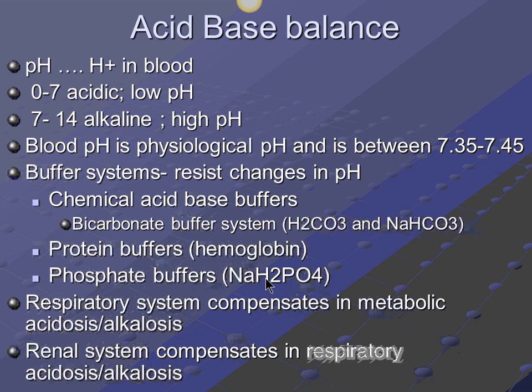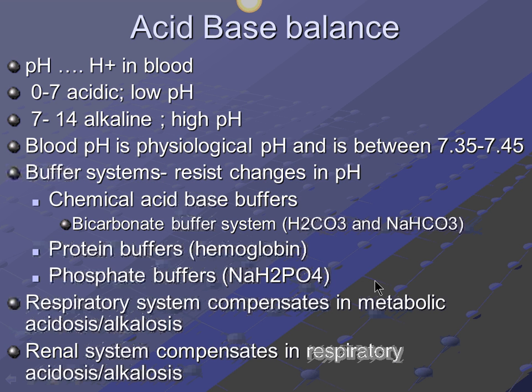Now we have terms called acidosis and alkalosis. Acidosis is a condition where the pH has fallen and it's acidic, so that means there are more hydrogen ions. Alkalosis is a condition where the pH has risen, it's high, so there are fewer hydrogen ions.